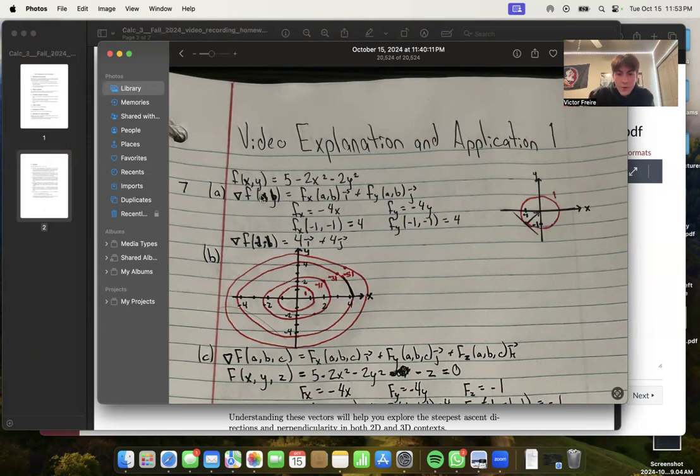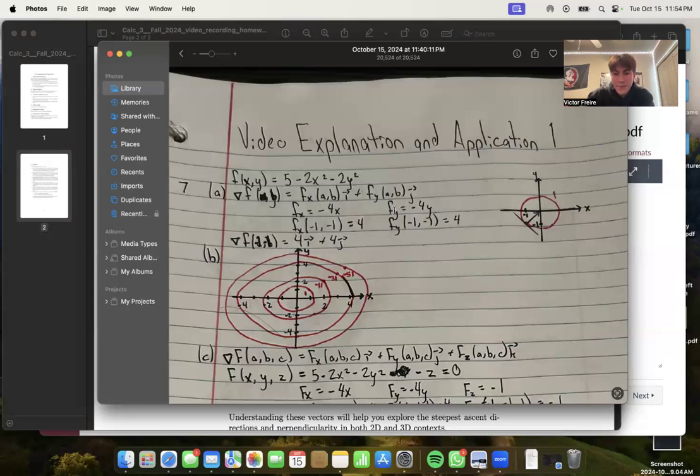With this formula in mind, the first step is to find the partial derivative with respect to x. When you take it with respect to x, we can regard the 5 as a constant, so this becomes 0, and we can regard the y term as a constant, so this becomes 0. Then the derivative of -2x² is just -4x. When we substitute in -1 for x, this is going to be equal to 4.